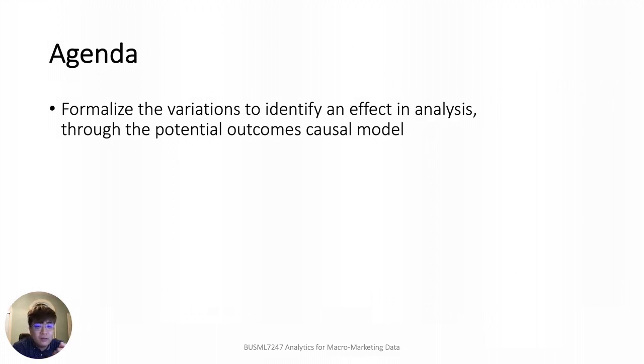We have learned about variations necessary to identify an effect in analysis. In this lecture, I'm going to formalize what we've learned by using the potential outcome causal model. Are you ready? Then let's get started.